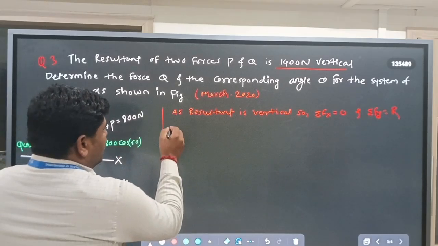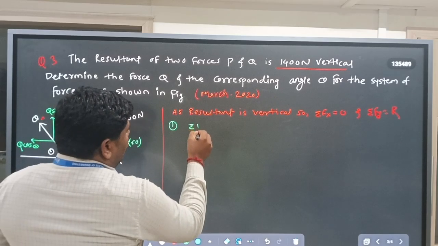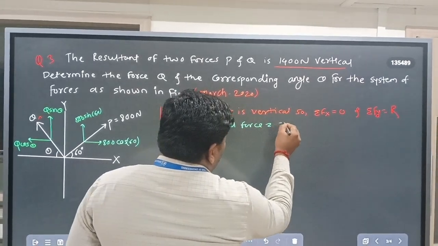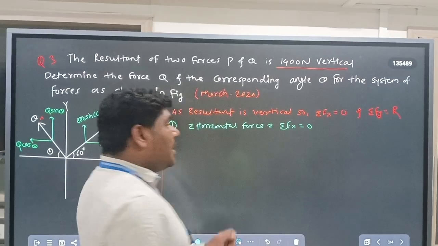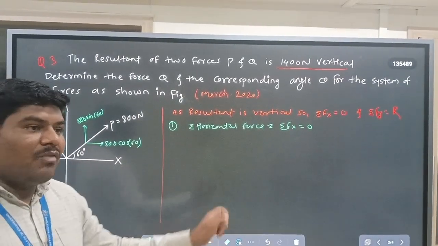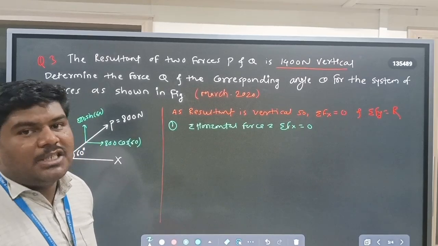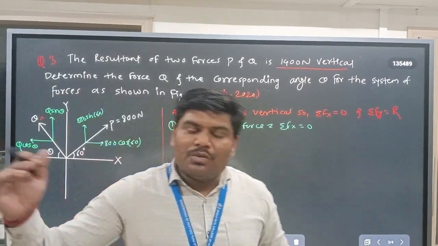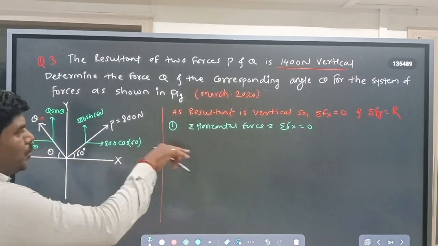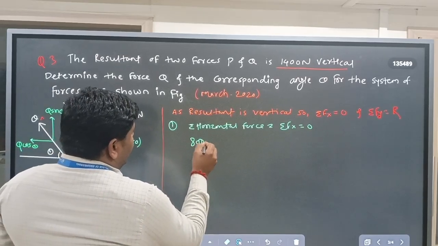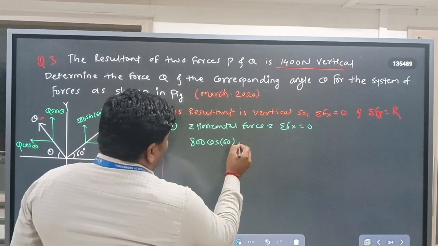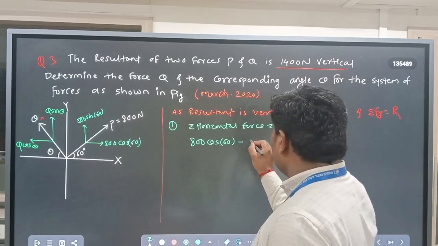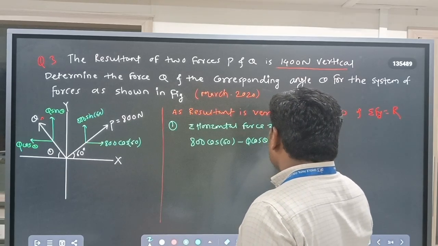Okay. So the first step is the summation of horizontal forces, that is F of x, is equal to 0 because the resultant is moving in the vertical direction. That's why we are writing F of x equal to 0, because the resultant has 0 effect in the x direction. Okay, so now 800 cos 60. We know that all right side forces are positive and all left side forces are negative. So 800 cos 60 is moving toward the right, so it will be 800 cos 60 minus Q cos theta, because Q cos theta is moving to the left side, is equal to 0.